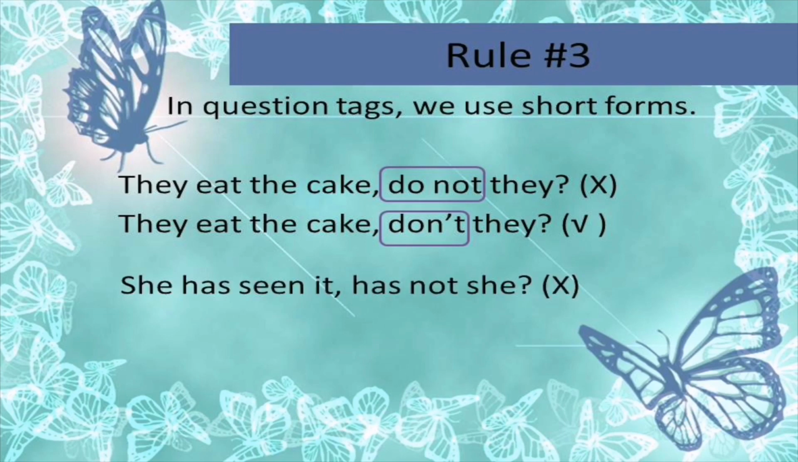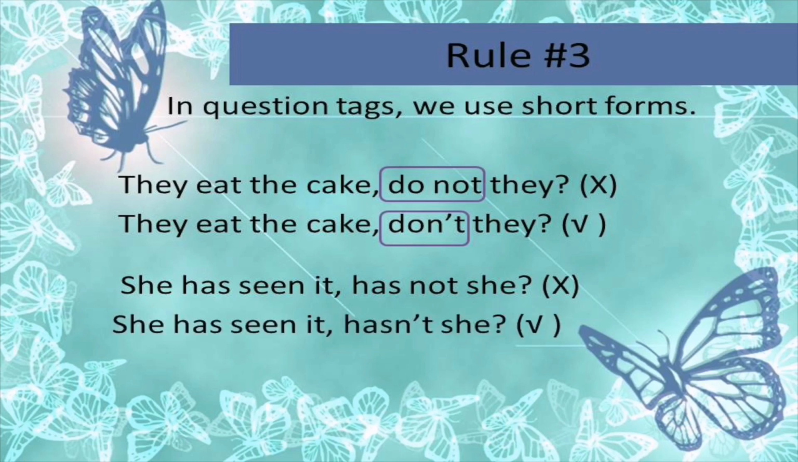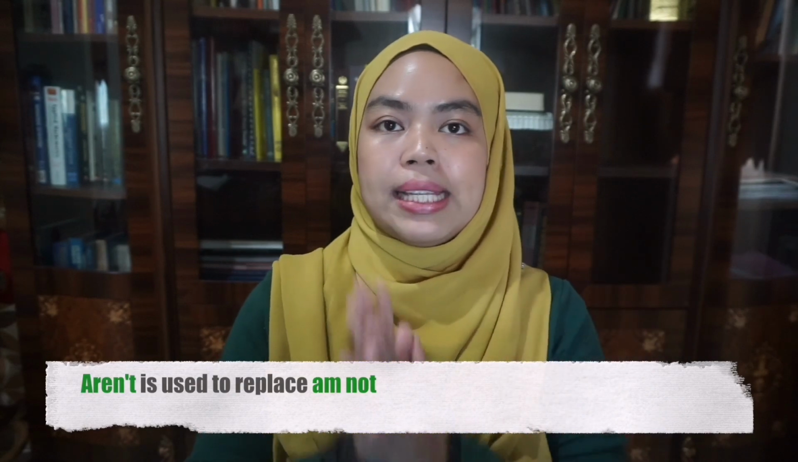Next one, she has seen it, has not she? That is incorrect. The correct one is she has seen it, hasn't she? So the words has not, you need to contract it, becomes hasn't. And rule number 4. Aren't is used to replace am not.